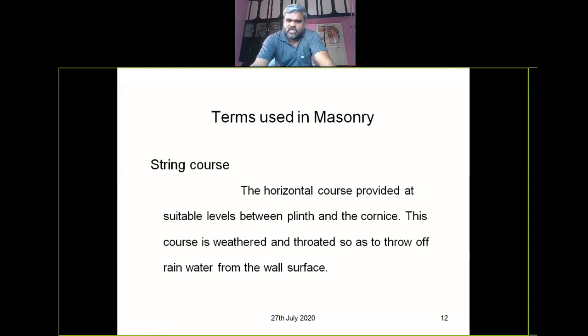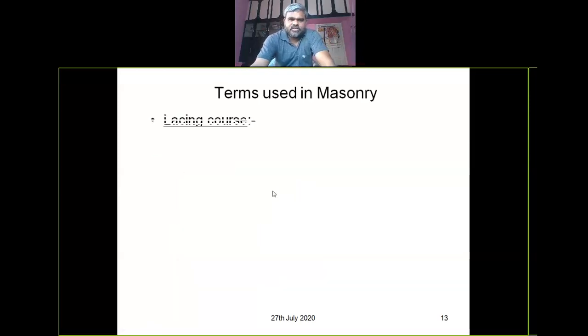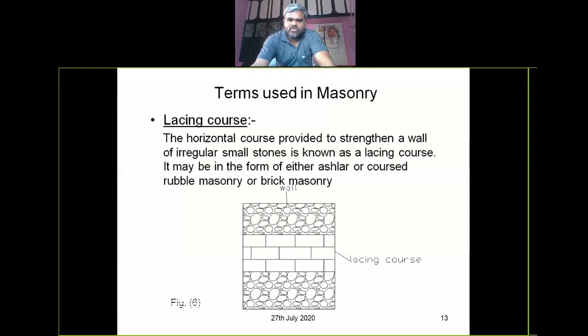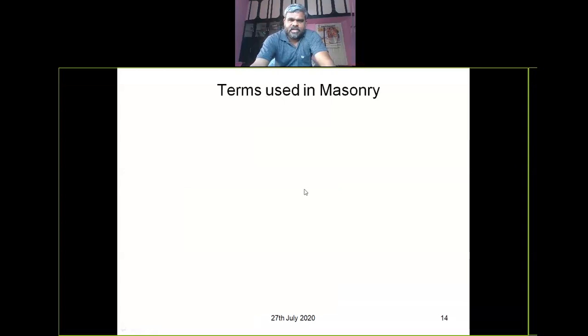So, string course: the horizontal course provided at suitable levels between plinth and the cornice. This course is weathered and throated so as to throw off rainwater from the wall surface, right? Next, lacing course: the horizontal course provided to strengthen a wall of irregular small stones is known as lacing course, right? It may be in the form of either ashlar or coarse rubble masonry or brick masonry, right?